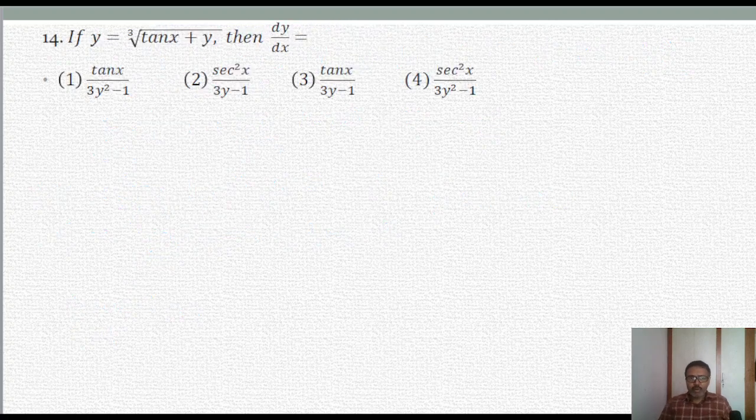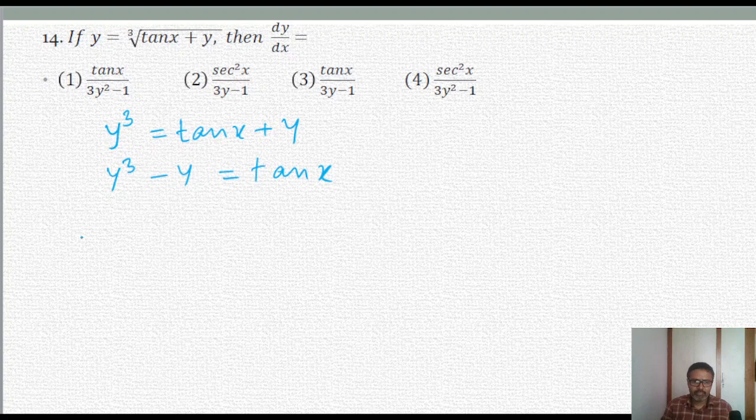Now it is a problem on differentiation. Y is equal to cube root of tan x plus y, and you need to find dy by dx. See all the options, there is no cube root. The indication is very clear: eliminate cube root. To eliminate cube root, cube on both sides. So when you cube on both sides, you are going to get y cube is equal to tan x plus y. Separate the variables here, keep y cube and y on one side of the equation, tan x on the other side.